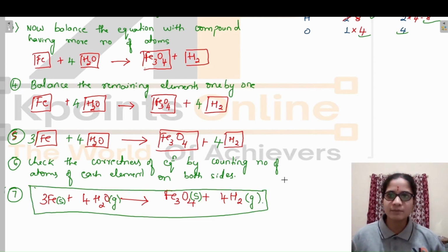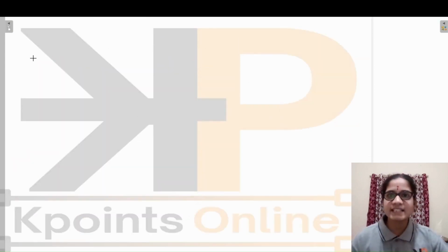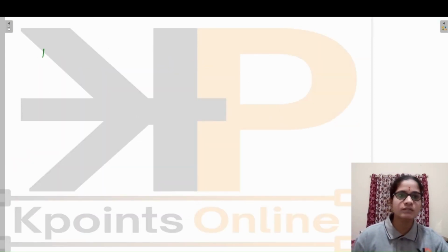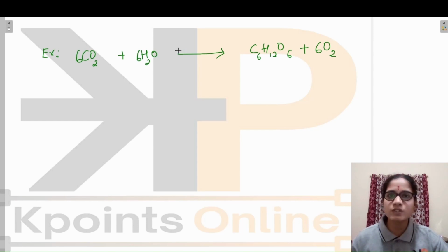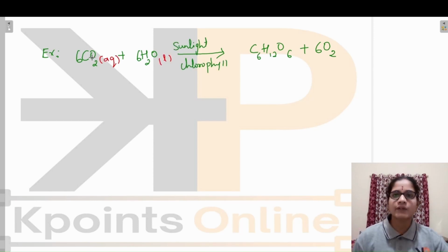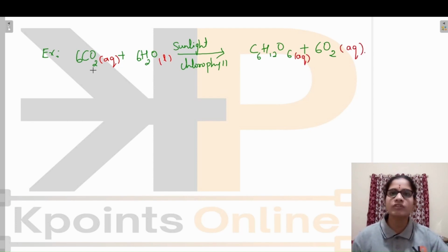Let us see some examples of balanced chemical equations. Photosynthesis reaction, where plants use sunlight and chlorophyll, and carbon dioxide, glucose and oxygen are in the dissolved form. So this is an example of a balanced chemical equation, where we have specified the physical states, and the number of atoms of each element is the same on both sides of the reaction, and also the condition under which the reaction takes place is mentioned here. So this is a balanced chemical equation.